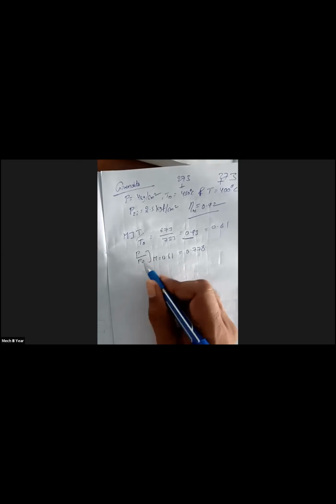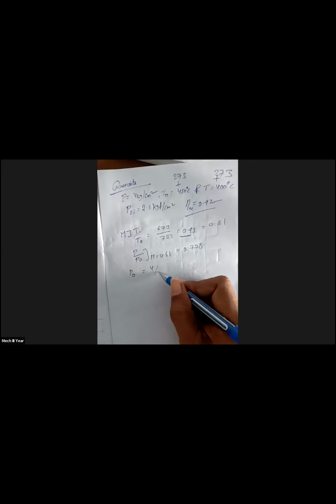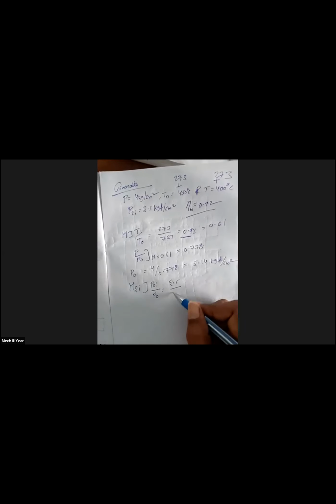That is from the gas dynamic chart. We are going to go through that gas dynamic table. So here P is given as 4 and we know the Mach number. So 0.778 gives P naught equal to 5.14 kgf per centimeter square. Similarly, we are going to see P2I divided by P naught. P2I is given, that is 2.5, and P naught we found is 5.14. Then we solve this. This is the pressure ratio. For this pressure ratio, the Mach number is 1.07.